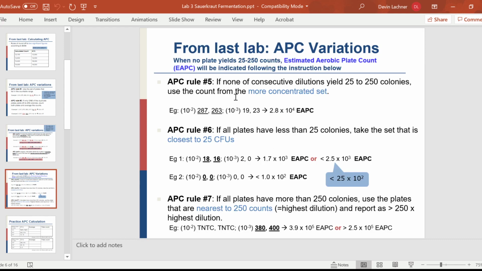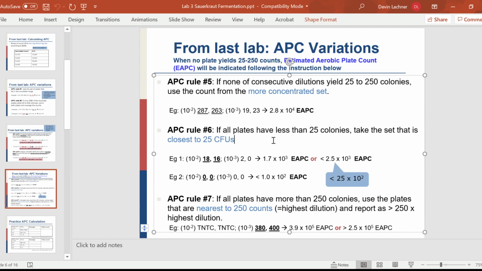So for rule number 5, if none of the consecutive dilutions yield 25 to 250, then you're going to be using the count from the more concentrated set. So the more concentrated or less diluted. And for this, since none of them fall within our range of 25 to 250, it's going to be an EAPC, which is an estimated aerobic plate count, okay? So keep that in mind. There's a few situations where we can only get the EAPC. So if none of our plates are within our countable range, then it's only going to be EAPC.